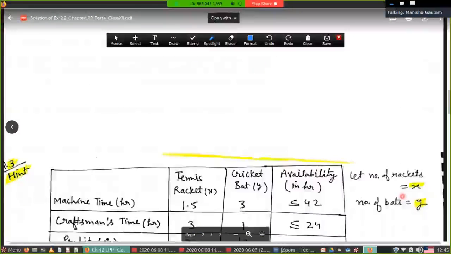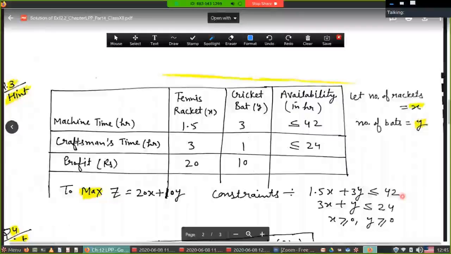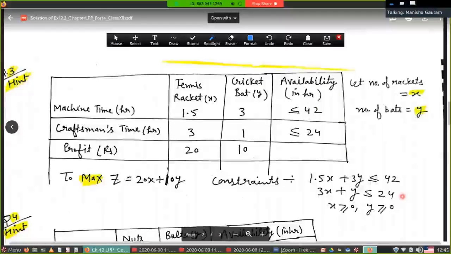In the third question, the number of rackets and bats is given. I have supposed that the number of tennis rackets is X and the number of bats is Y. I have written here for tennis rackets machine time 1.5 hours and craftsman's time 3 hours, and the profit is given as 20 for the tennis racket and 10 for the cricket bat.